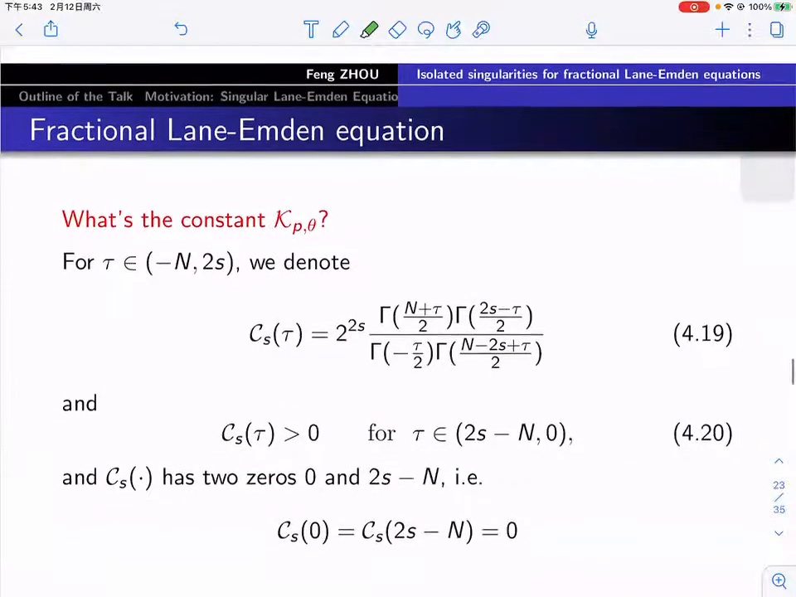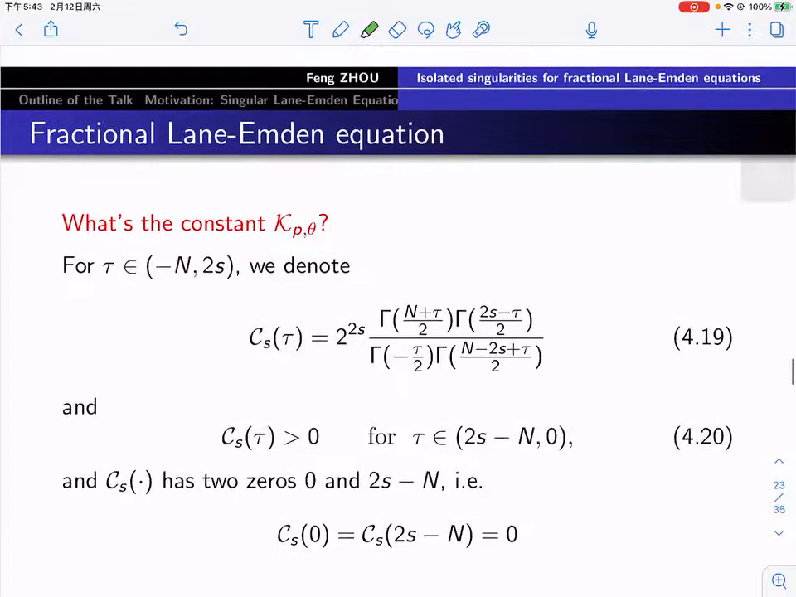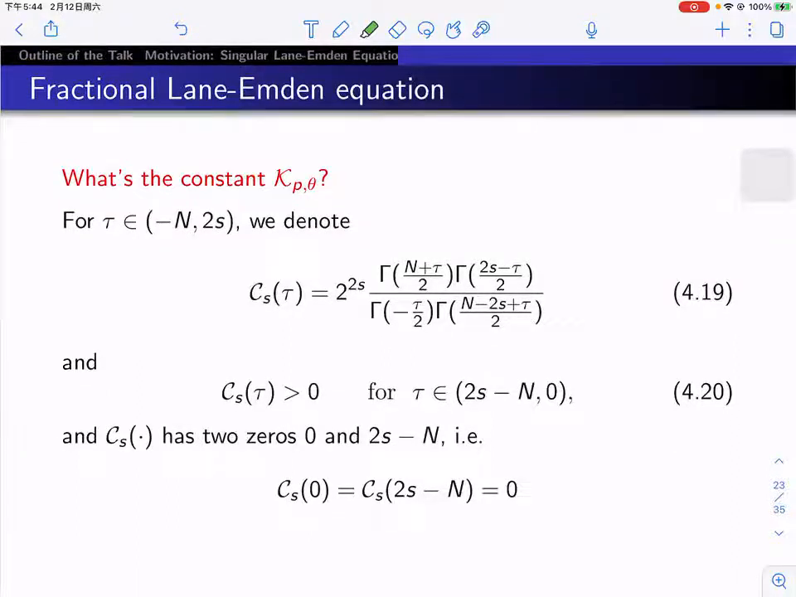So we will explain what the constant kappa p theta is. First of all, for any tau belonging to (-n, 2s), we define the constant c_s(tau) using the function gamma. This function c_s is positive when tau belongs to the interval (2s - n, 0), and it has two zeros at the ends of the interval, that is at 0 and 2s - n.